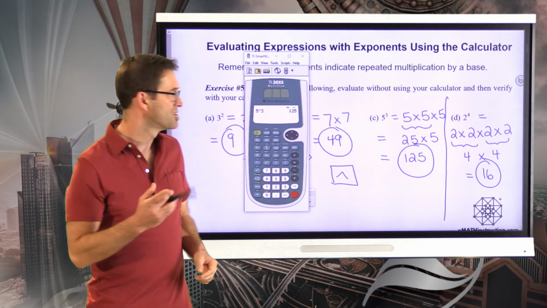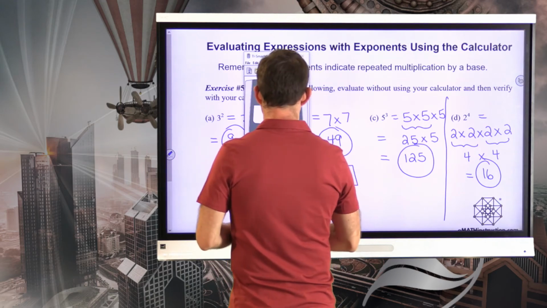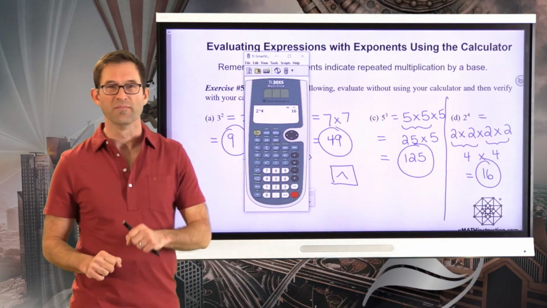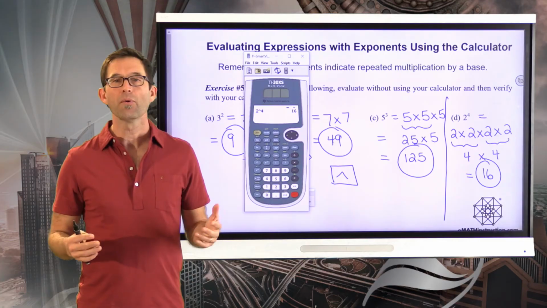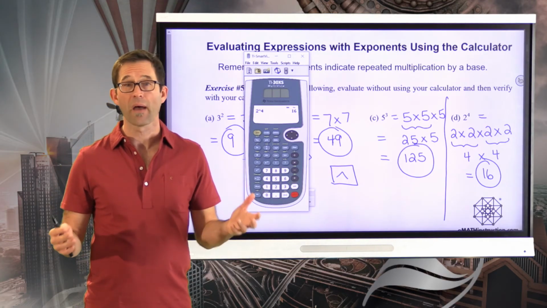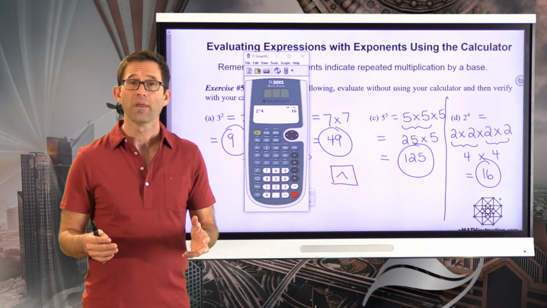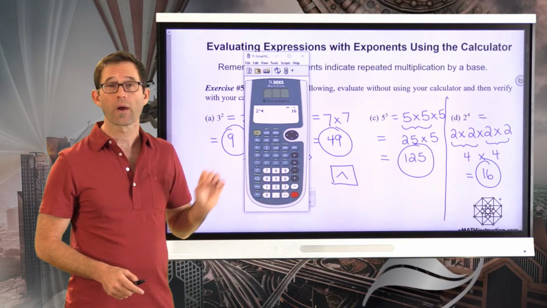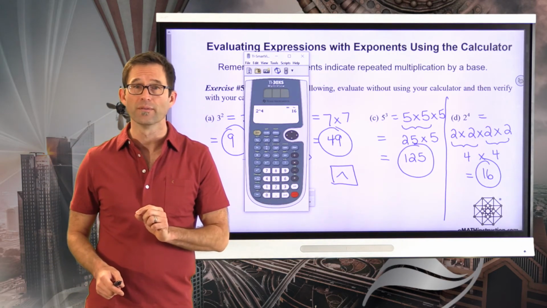All right, let's do one more. We've got 2 raised to the 4th, enter, 16. Awesome, right? So we want to be able to raise numbers to various powers, and we're going to be doing that quite a bit in this course. So learning where this button is and where the squaring button is, very, very important.